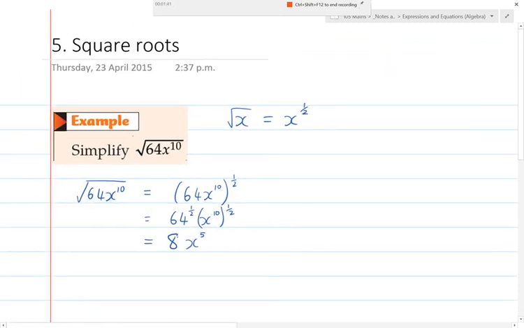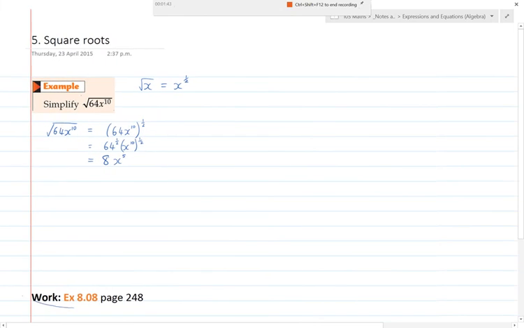Okay, so have a go at exercise 8.08, and like always, skip through if you're finding them a little bit too easy.